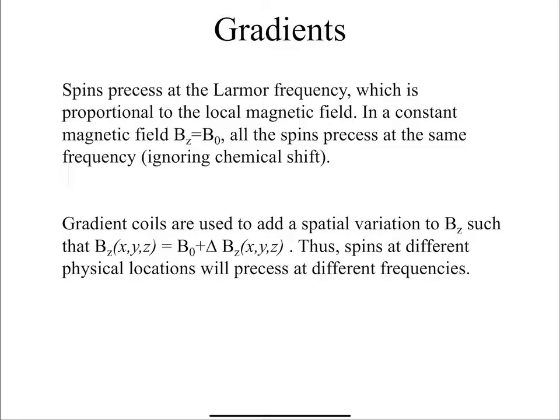So if there were no gradients, then the field would be, in an ideal case, uniform. BZ would equal B naught wherever you are. All right. When we apply a gradient, then now BZ of X, Y, Z is equal to this uniform main field, B naught, plus some delta BZ of X, Y, Z. Okay, so we're adding on an additional field.